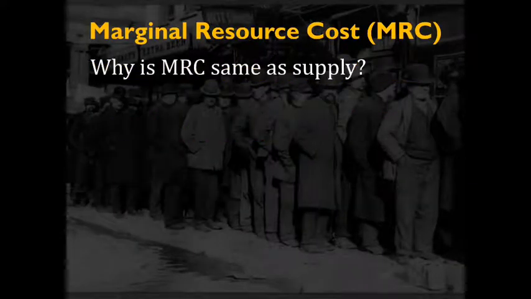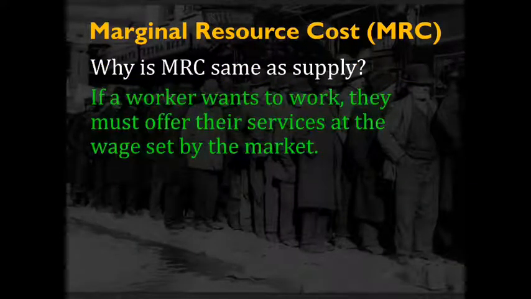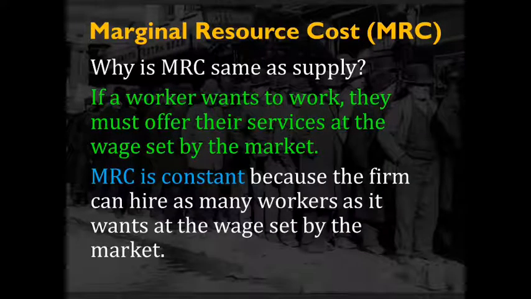Why is MRC the same as supply? If a worker wants to work, they must offer their services at the wage set by the market. So MRC in a perfectly competitive market is constant because the firm can hire as many workers as it wants at the wage set by the market. So we'll look at this when we get to our simulation tomorrow. We're not going to be able to do it today because I'm not here. So this is the answer to number 3 and number 4 on page 4-2.